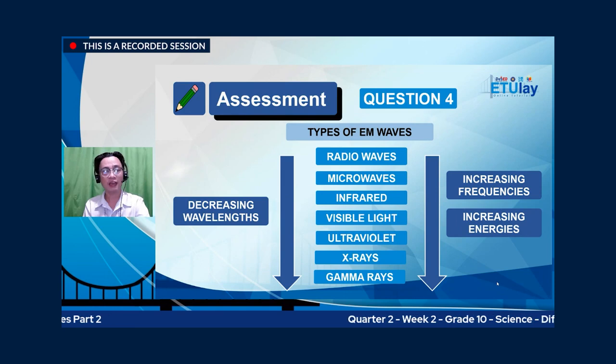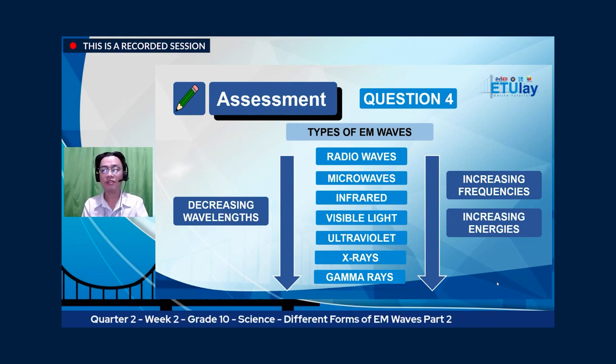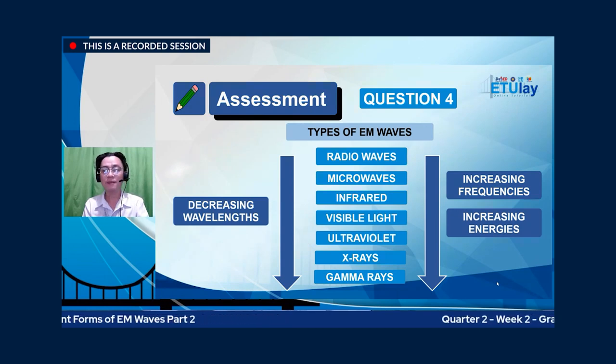Ano ang ibig sabihin ng mga ito? Kapag ang frequency ay pababa, ang ionizing energy ay bumababa rin. At kapag ang frequency ay tumataas, ang ionizing energy ay tumataas din. Ibig sabihin, the frequency range of electromagnetic waves is directly proportional to its ionizing energy.